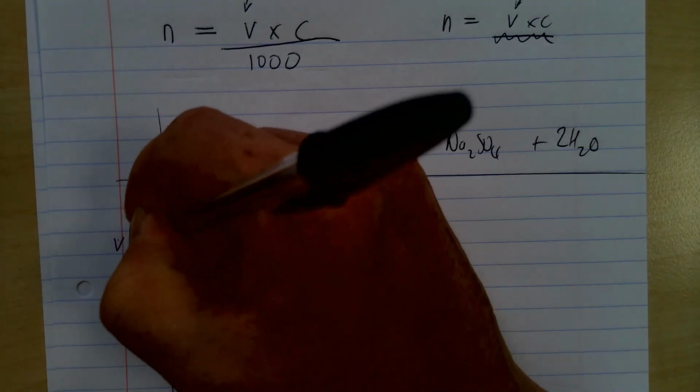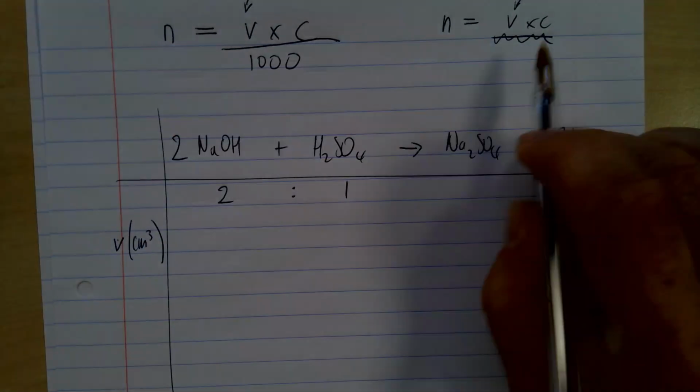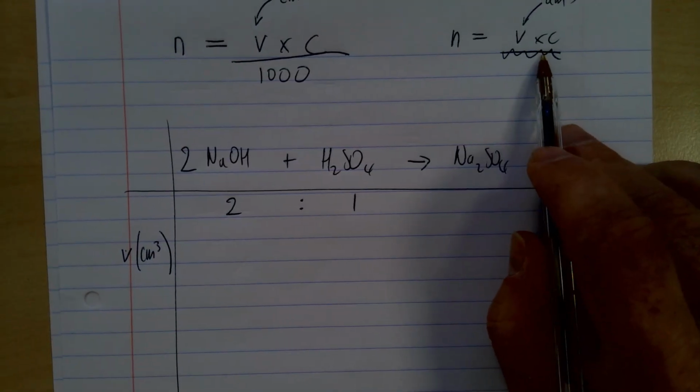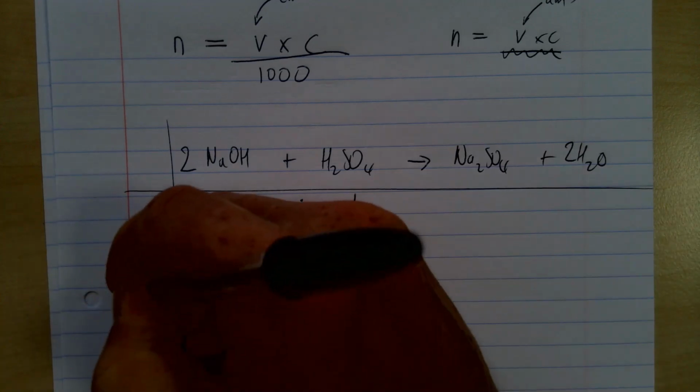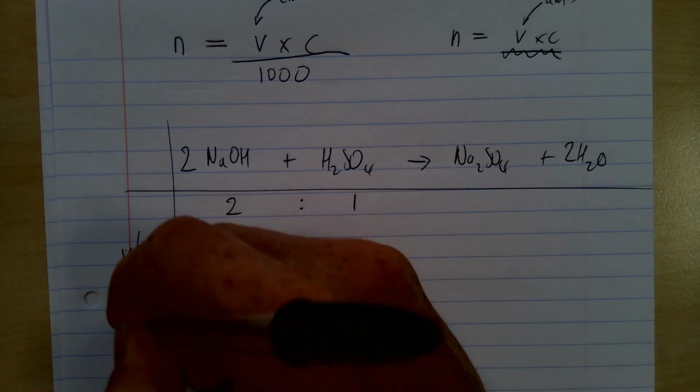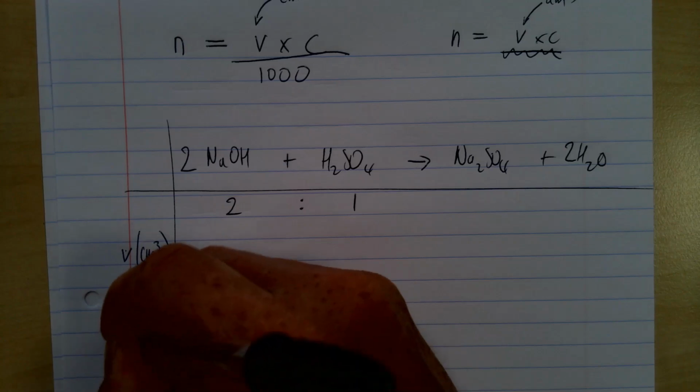Work out the volume in centimeters cubed, or if you prefer, convert to decimeters cubed and use that, depending how you've been taught. Write down the concentration of whatever's given, what you need to work out, and then work out the moles.